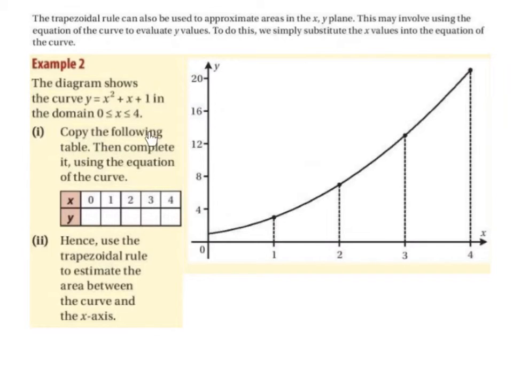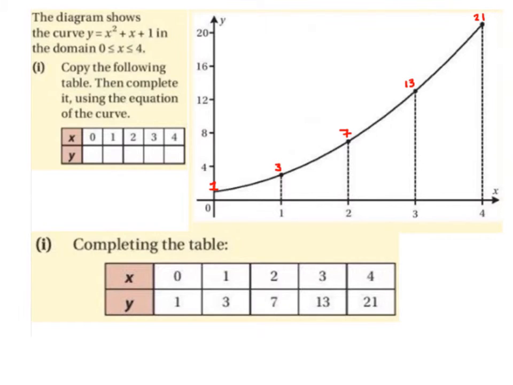Part 1, copy the following table, then complete it using the equation of the curve, so basically fill in the y values. Part 2, hence use the trapezoidal rule to estimate the area between the curve and the x-axis. So this area. So substituting 0 into our equation in place of the x, we have 0 squared plus 0 plus 1. So we just end up with 1 for our y value, so we get 0, 1.